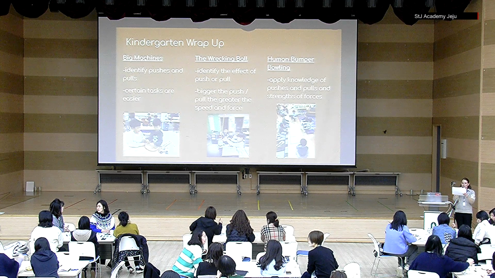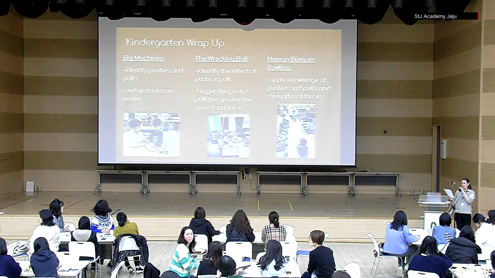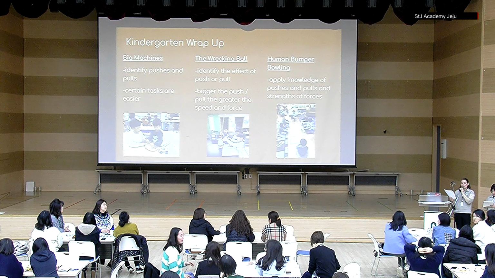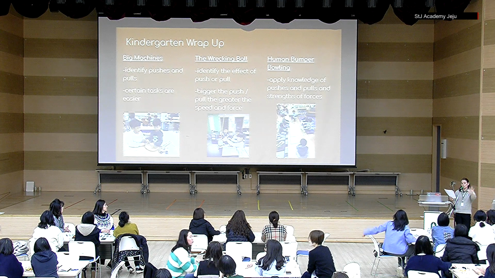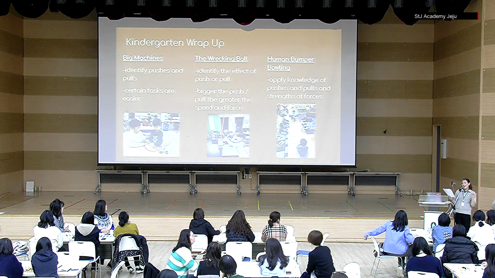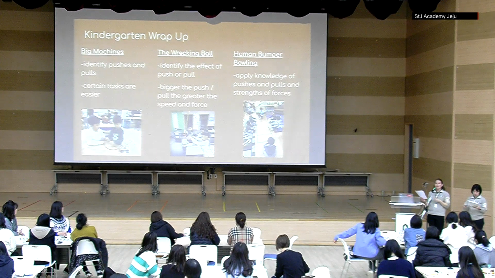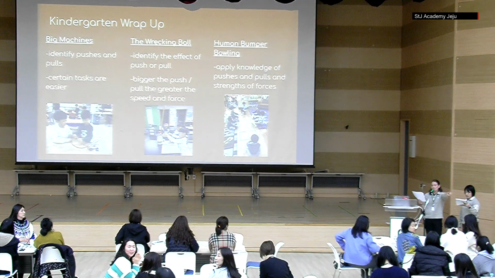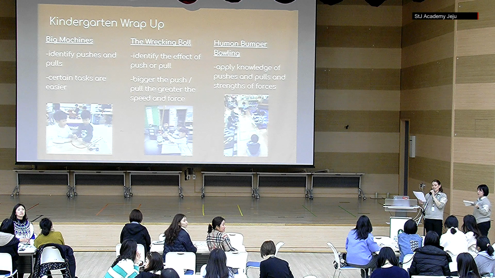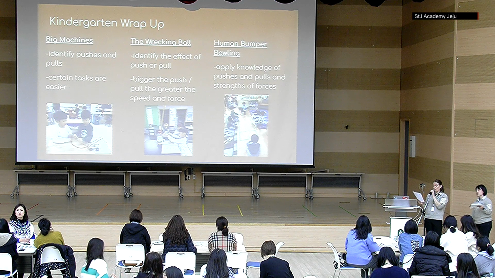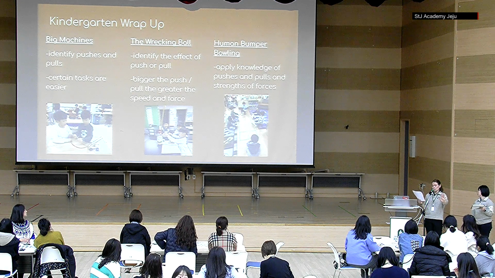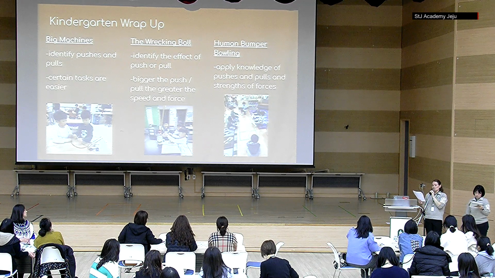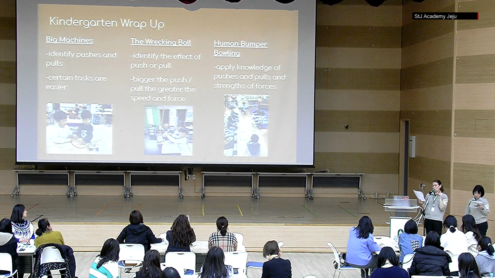All right. Let's quickly review what we learned at each activity, starting with the big machines. Students were able to identify pushes and pulls and how big machines help make certain tasks easier. With the wrecking ball activity, students identified the effect of a push or pull. The bigger the push or the pull, the greater the speed and force. Same was true for a smaller push or pull.